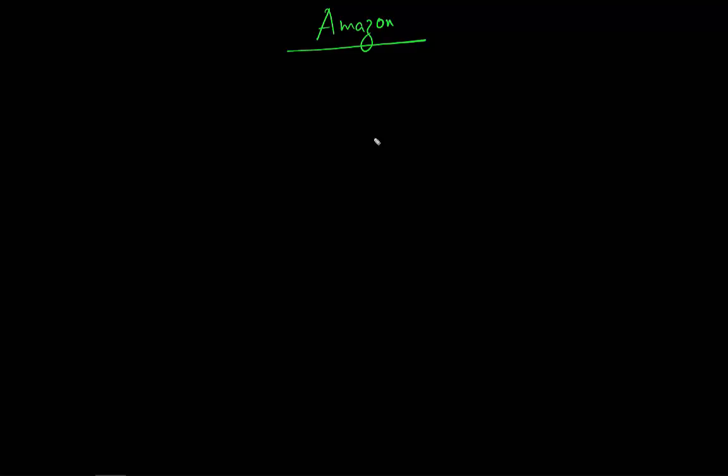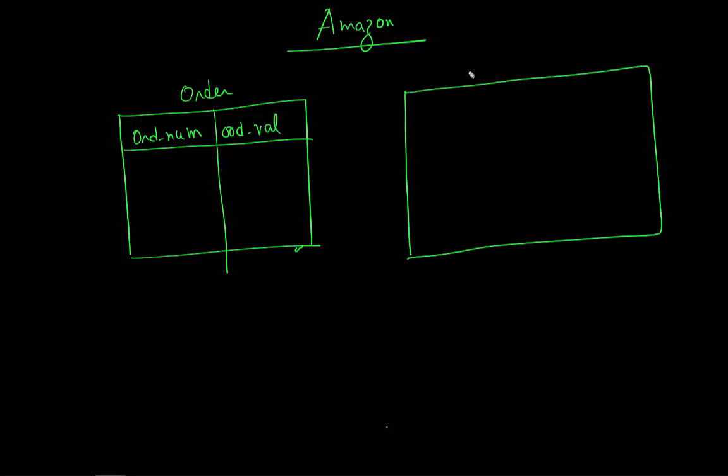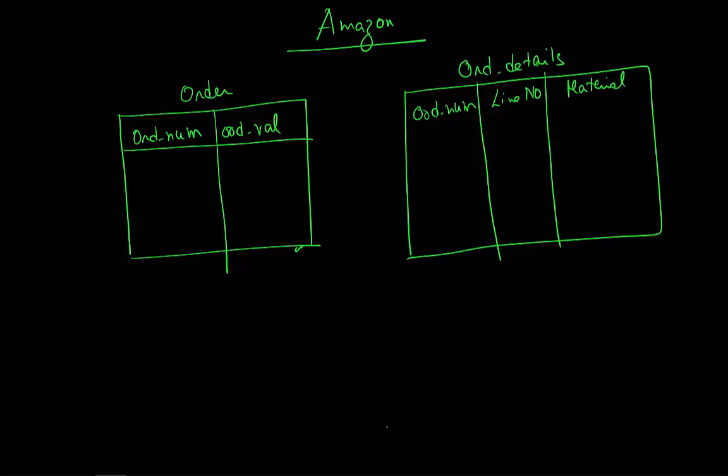For example, typical backend systems store orders in multiple tables. For example, this could be an order header. So this is order header, meaning this is going to be an order number, and then let's say order value, and then we're going to have an order details table that's going to have order number, line number, then the material that has been ordered, the product, so on and so forth.